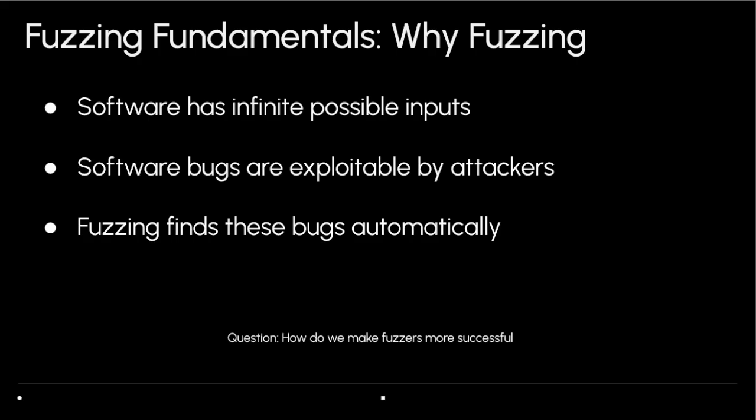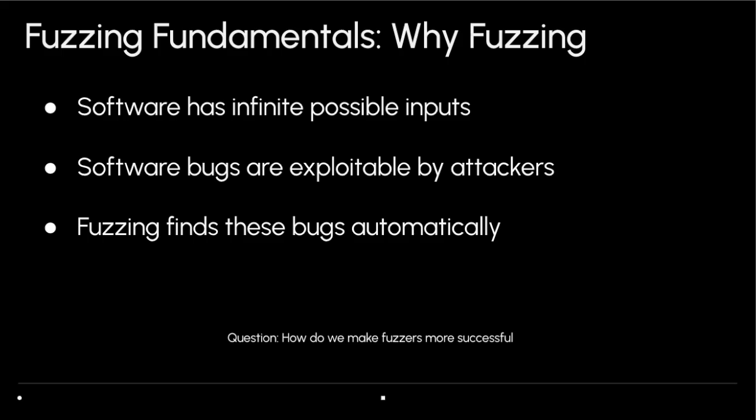So the question is, why do we even bother doing this at all? First, software has effectively infinite possible inputs. No development team can manually test more than a tiny fraction of what a program might receive. Second, the bugs that slip through the gap aren't just annoying crashes, but they may be exploitable. Memory safety bugs like buffer overflows give attackers the ability to take control of your machine. And third, fuzzing finds these bugs automatically at scale without a human needing to think of the right test case.